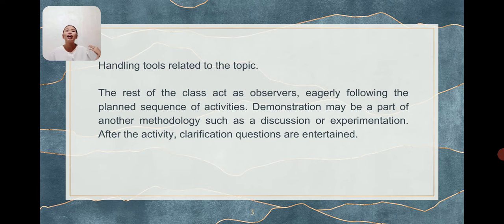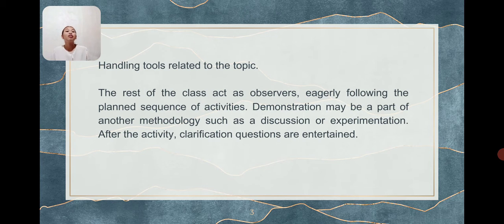So, the rest of the class act as observers. When someone demonstrates, we observe what they do and the ways they do it, eagerly following the planned sequence of activities. Demonstration may be a part of another methodology such as discussion or experimentation. When our teacher discusses, she explains, gives proof, and clarifies, so that is as well as demonstration or experimentation.